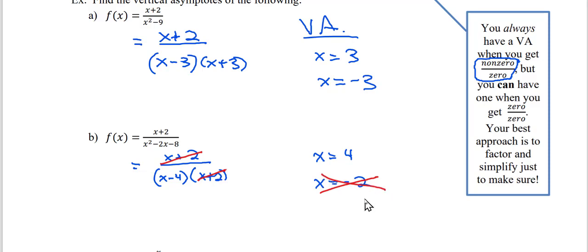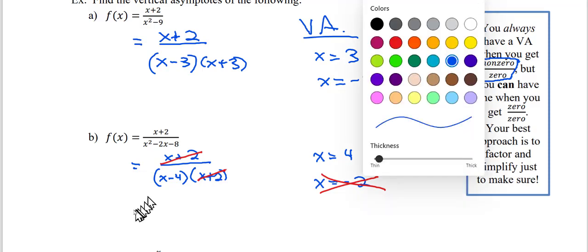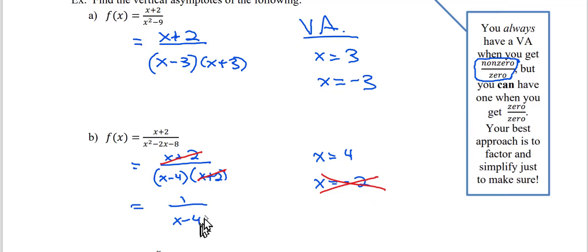That means this is not a vertical asymptote, because x equals 4 is the only thing that isn't removable from the function. Sometimes we will say this is equal to 1 over x minus 4. I don't like saying that because they're not truly equal, because they have different domains. x still can't equal -2. It's just not a vertical asymptote here. So that's why it's a little tricky to me to say these are equal.